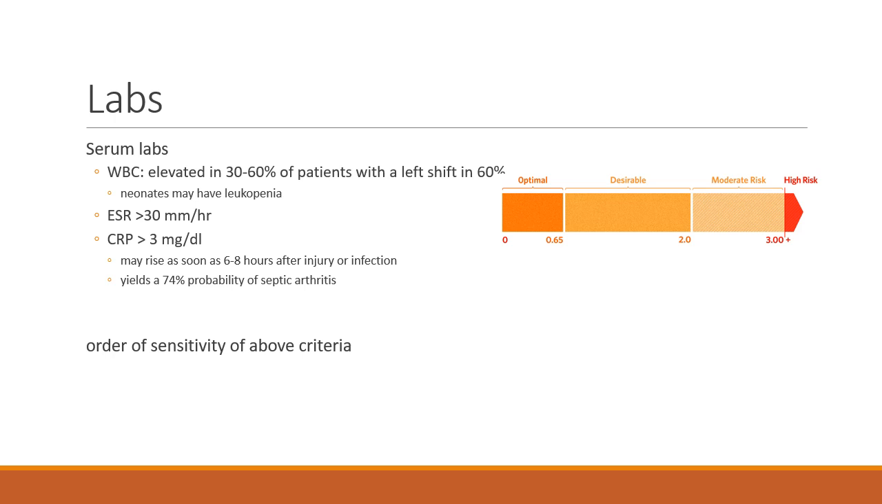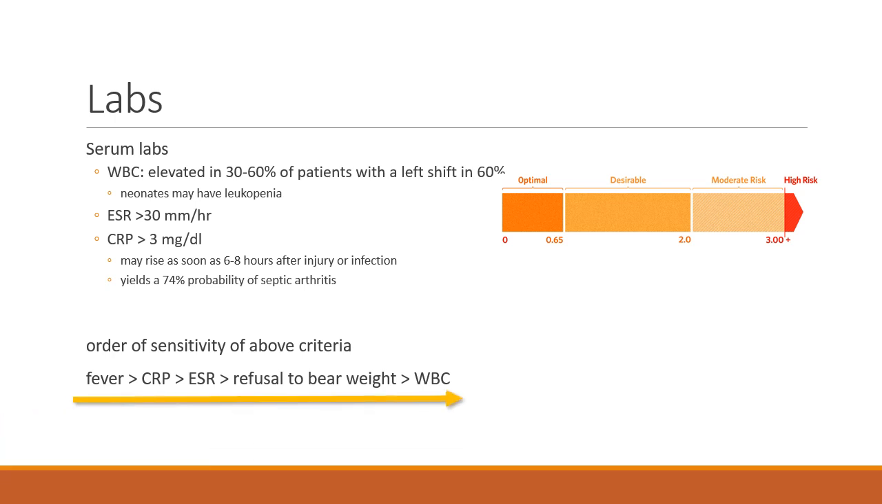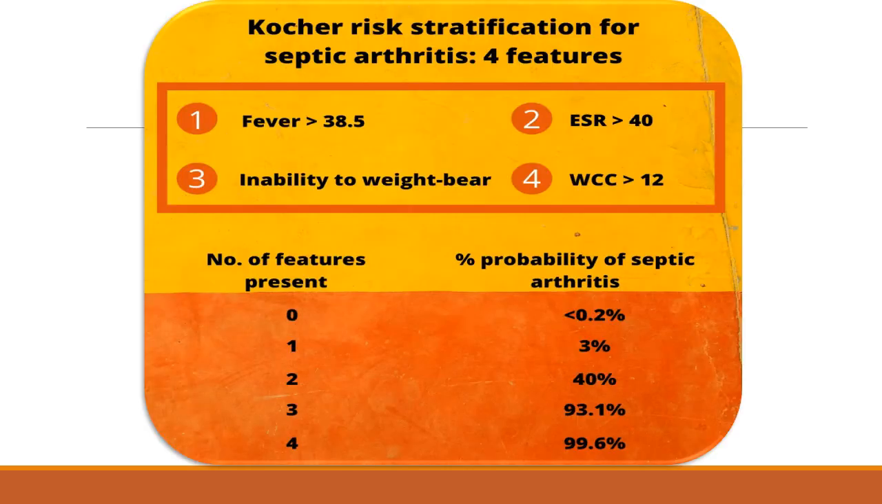Now, for the clinical features and the lab tests that we talked about in septic arthritis up till this moment, regarding the sensitivity of these findings to diagnose septic arthritis, fever has the highest sensitivity, C-reactive protein is the next, ESR, then refusal to be weighed, and increase in the white cell count. So an increase in the white cell count by itself has a low sensitivity for the diagnosis of septic arthritis. We have a very helpful diagnostic tool for the diagnosis of septic arthritis called the Kocher criteria.